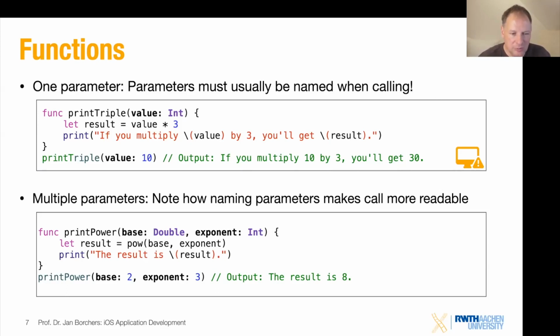But note, and this is the important part here, how you now read the lower part, where this function is called. Print power base 2 exponent 3. This is super readable, right? Now, if we didn't have these tags down here, these labels that tell us what these parameters are, then yes, it would be a little more compact to write or to read. It would take less space, but that's not a concern in Swift. What we really get here is that we know which parameter means what.